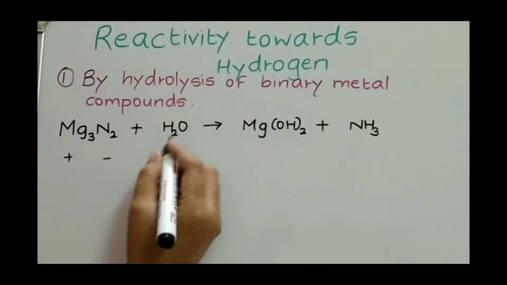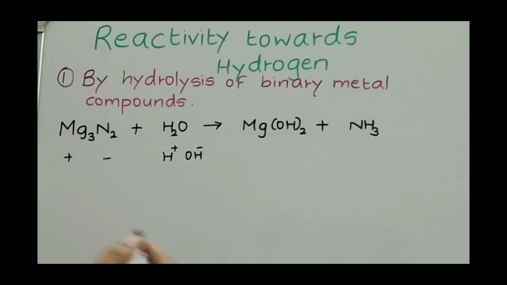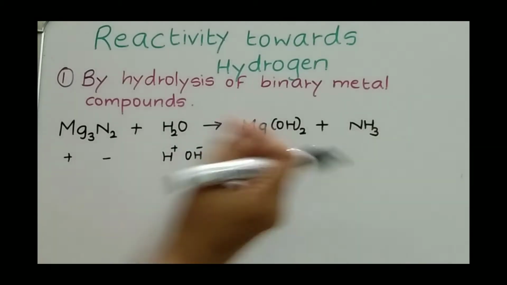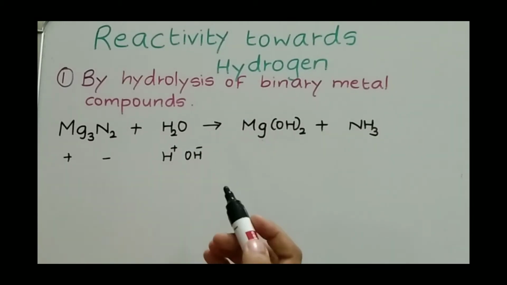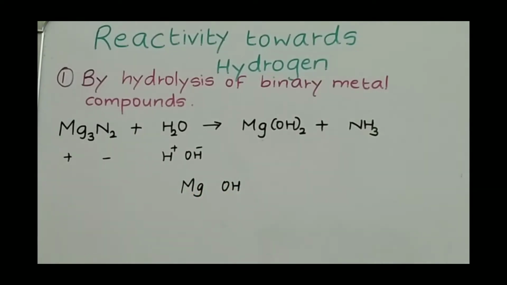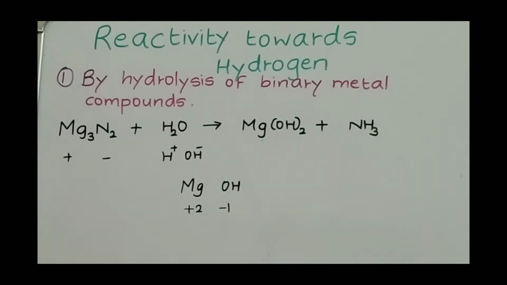Water when it splits will give H plus ions and OH minus ions. So now combine positive to negative. Mg and OH will combine, magnesium and hydroxide will combine. Check for the formula by the crisscross method according to the valency. Magnesium has +2 valency, hydroxide ion has -1 valency. Just crisscross, so that is Mg(OH)2.